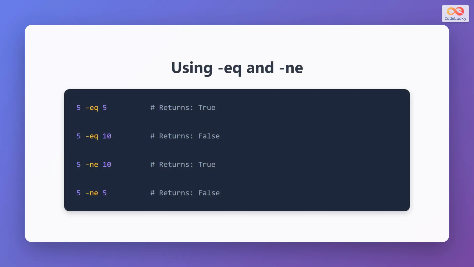Let's see these equality operators in action with some examples. When you write 5 -eq 5, PowerShell evaluates whether 5 equals 5, and it returns true because they are identical. However, 5 -eq 10 returns false because 5 does not equal 10. Now for the not equal operator. 5 -ne 10 returns true because 5 is indeed not equal to 10. But 5 -ne 5 returns false because 5 is equal to itself, so it's not different. Notice how these operators give you opposite results for the same comparison. This makes them perfect for different scenarios in your conditional logic.